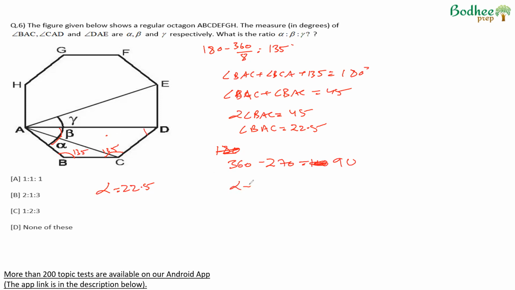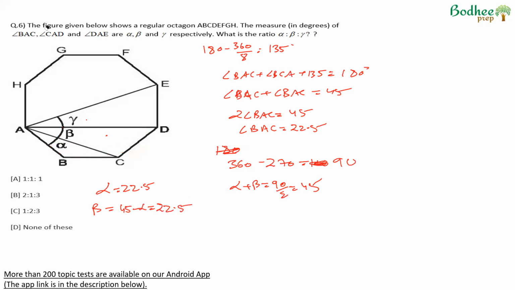Therefore, alpha plus beta should be 90 by 2, which is 45. This angle here plus this angle here is 90. So this will be 45. This will also be 45. By symmetry, it is clear. And therefore, since alpha is 22.5, we can say beta will be 45 minus alpha, which will again come out to 22.5. So alpha and beta are the same.